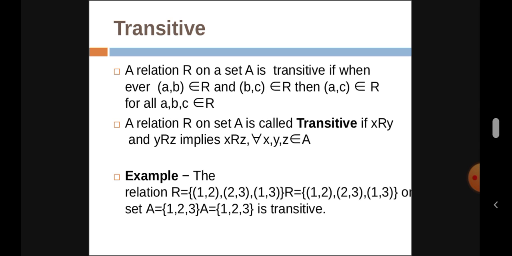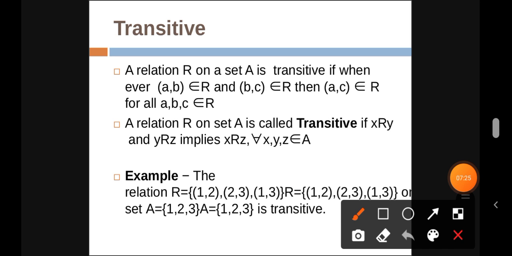Or we can say a relation R on a set A is called transitive if x R y and y R z implies x R z for all x, y, z that are elements of A. For example, the relation R is equal to (1, 2), (2, 3) and (1, 3) on the set A = {1, 2, 3}.